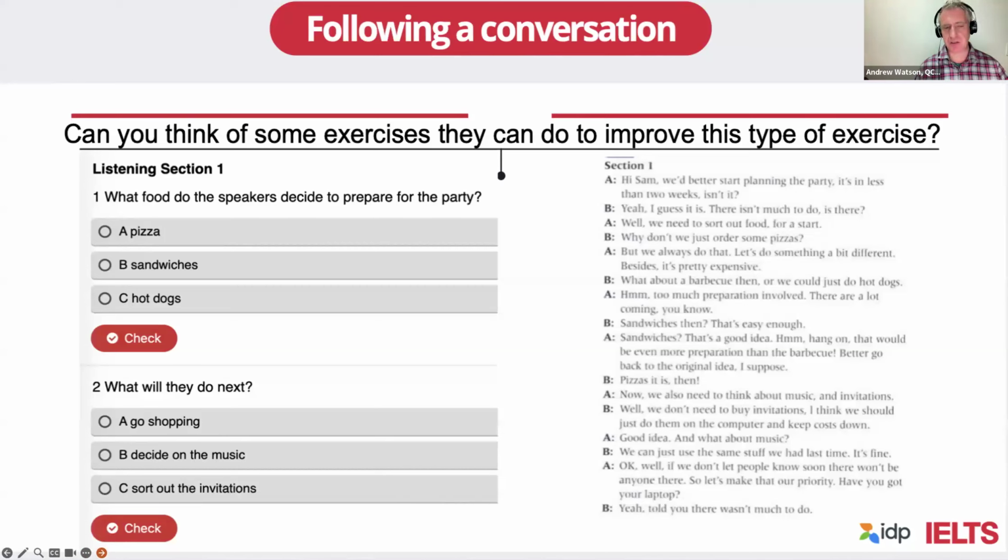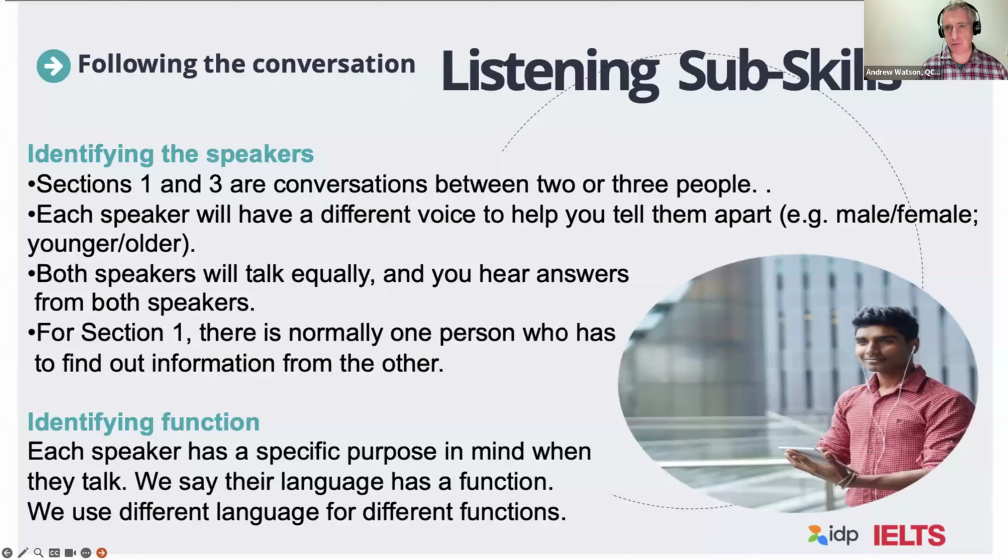That's part of what we call the activating of the schemata, because if the students know that it's an informal conversation, then they can anticipate that the language contained within it will also be informal. Now, it sounds obvious, but we need to draw the students' attention to this. So these are some tips.